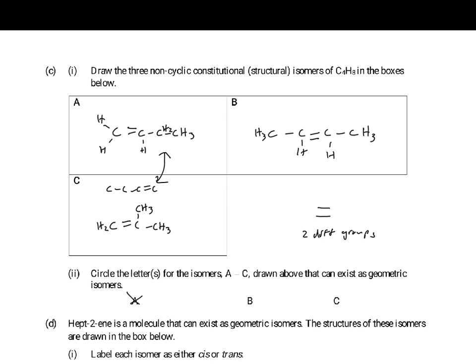If we look at B, it's got a double bond. This carbon has a hydrogen and CH3. They're different. This carbon has a hydrogen and a CH3. So that one can, because there's 2 different groups on it. And if you look at C, this carbon here in the double bond has 2 hydrogens attached to it, so you can't do it for C either.